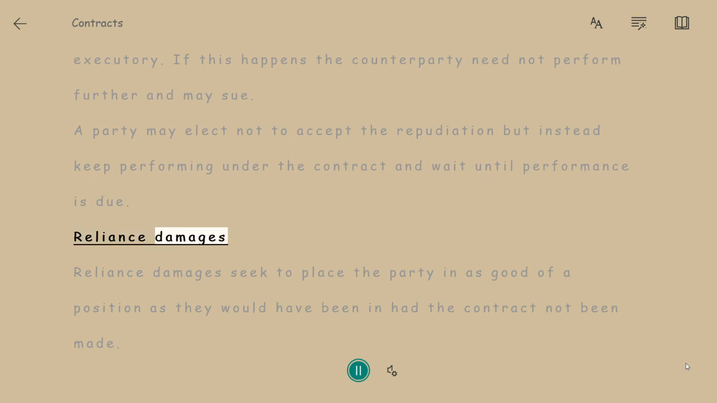Reliance damages. Reliance damages seek to place the party in as good of a position as they would have been had the contract not been made.